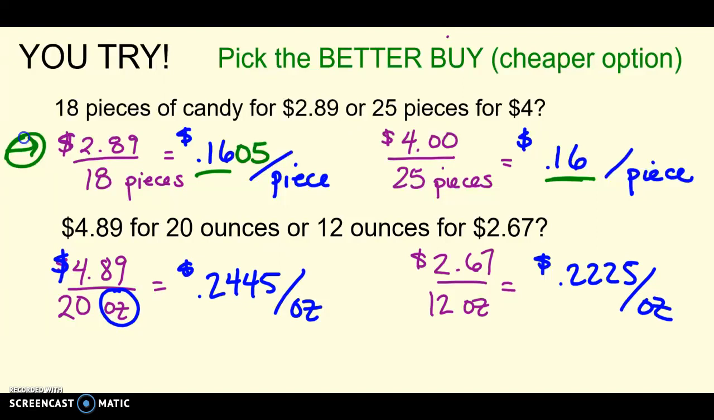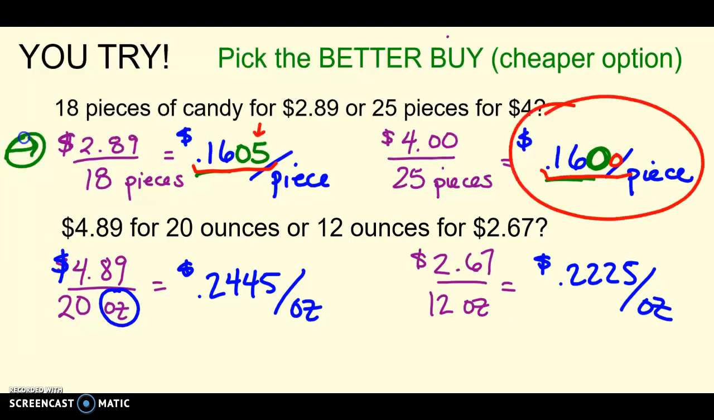If my decimal ends here, that means there's really a 0. It would just keep going in zeros. So now I'm comparing which is cheaper, 1605 or 1600. And now we can tell that the one that ends in 5 is a little bit bigger, so this one would be cheaper. So when you get numbers that look really close on your calculator, you need to look further at more decimal places so you can actually pick which one is smaller or cheaper.